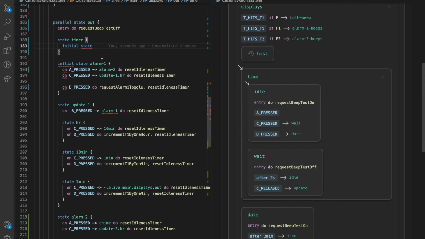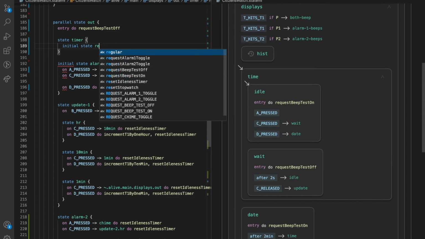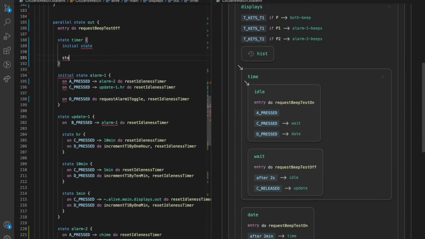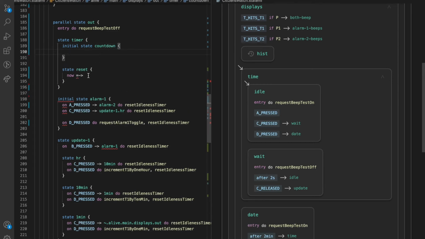So I think what we need to do, we have a reset state. We have a state called reset, and when that is entered, it will immediately go back to this other state, whose name I have no idea what to name it, but like countdown or something. Does this sort of make sense?